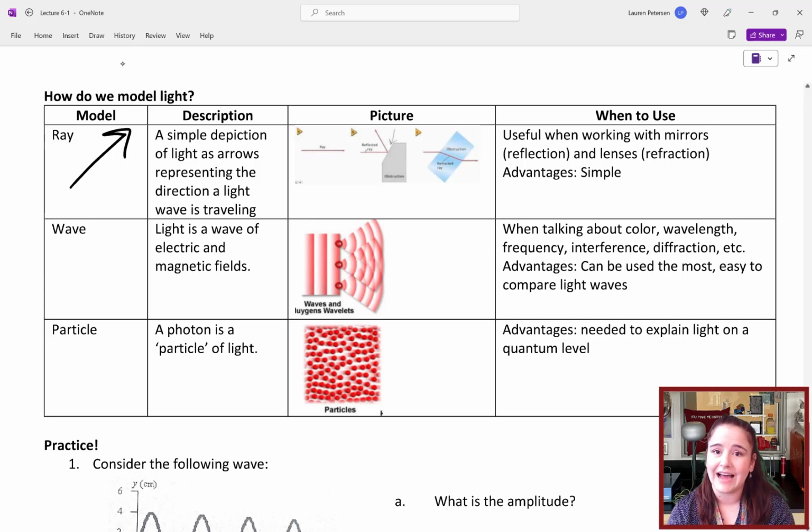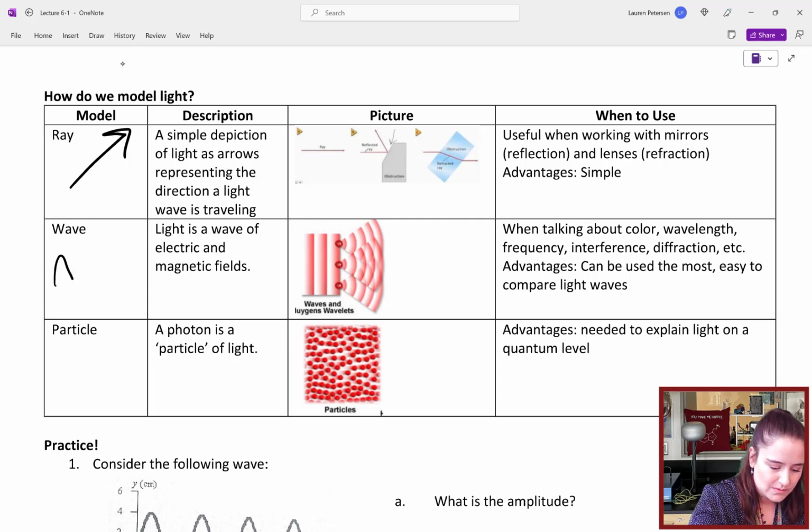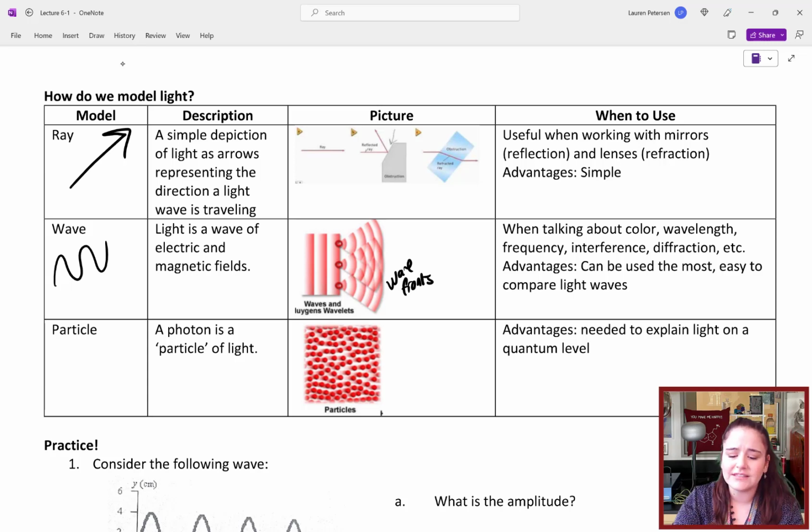Where we just have a straight line representing that the light is traveling in a straight line. For a wave, we might use a wave drawing with wave fronts being shown. This is good when talking about color or wavelength or interference or diffraction. We'll need that model.